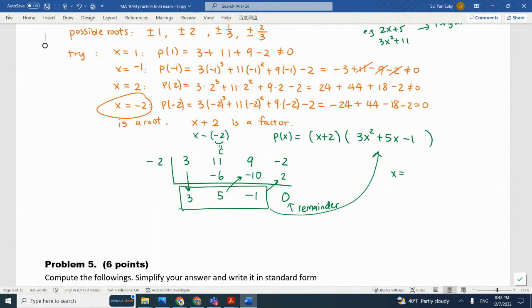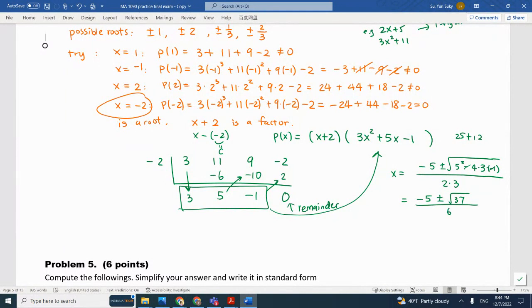Quadratic formula: 2a, a is 3; -b, b is 5, plus or minus the square root of b squared, 5 squared, minus 4a, which is 3, times c, -1. Do you see the -1 and negative cancel? So 5 squared is 25, and then add 4 times 3, which is 12. So we get -5 plus or minus the square root of 25 plus 12, which is 37, over 6.